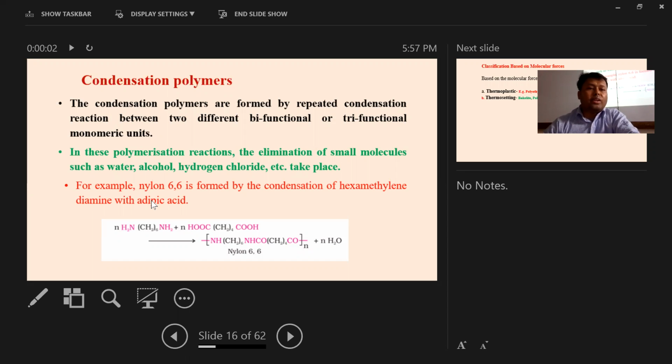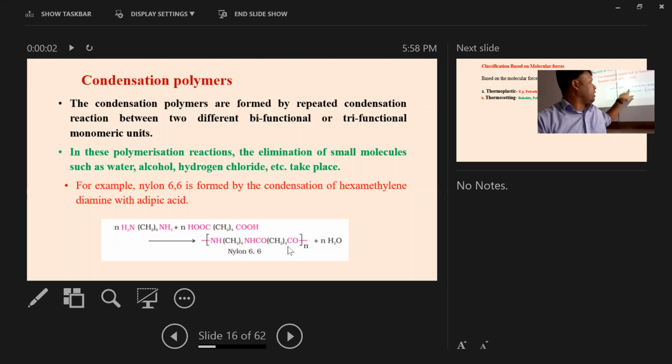For example, nylon 6,6. You are familiar with the term, I think. Nylon 6,6 is formed by the condensation of hexamethylene diamine with adipic acid. So nylon 6,6, this is a compound. This compound can be synthesized by the condensation reaction of this hexamethylene diamine with adipic acid. This is our adipic acid.